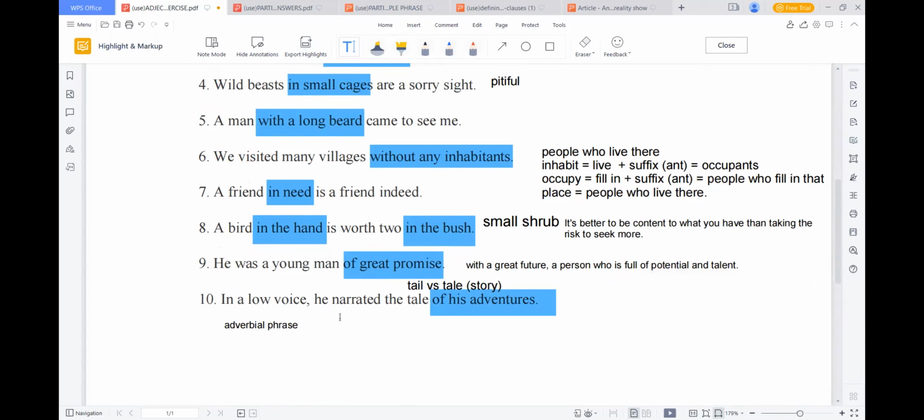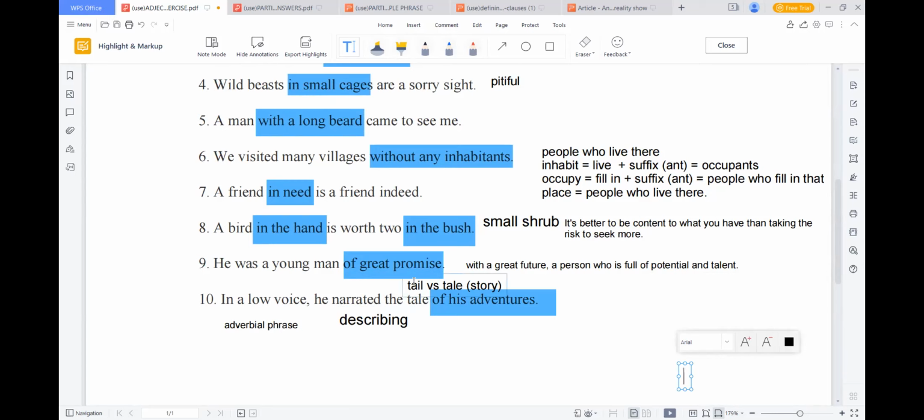Narrate means he is describing the tale. He's describing the story of his adventure in a low voice. How did he describe? He described in a low voice. So in a low voice is an adverbial phrase to describe the verb narrate. But today we are learning about adjective phrases.